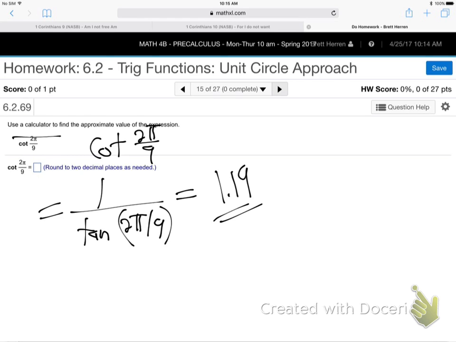So they just say use a calculator. We good? 1.19. So I'm going to move forward. Grab me later if you're having trouble with the calculator, or feel free to compare with those around you.